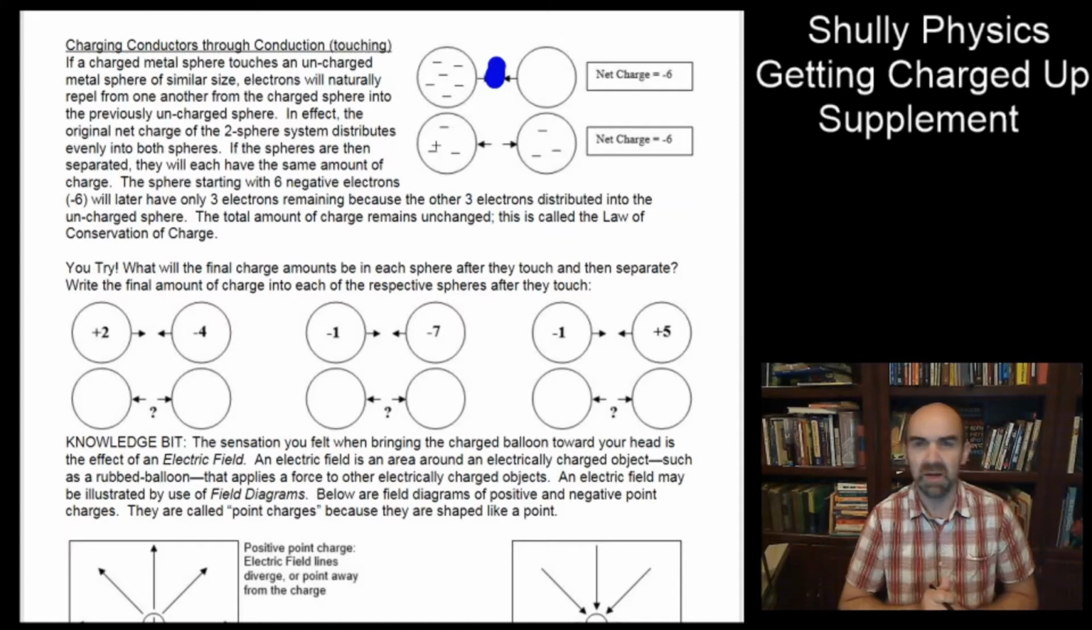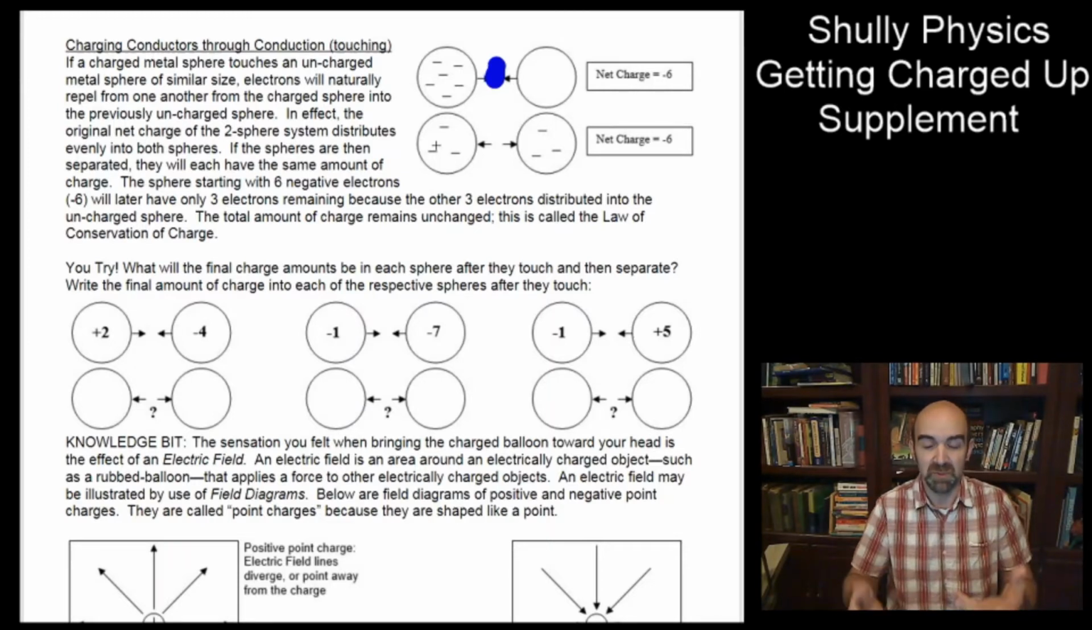Now, if you had one object that was much larger than another or made of a different kind of metal, they're definitely not going to distribute in equal numbers. This would be for identical objects. That would be the advantage of having identical objects.